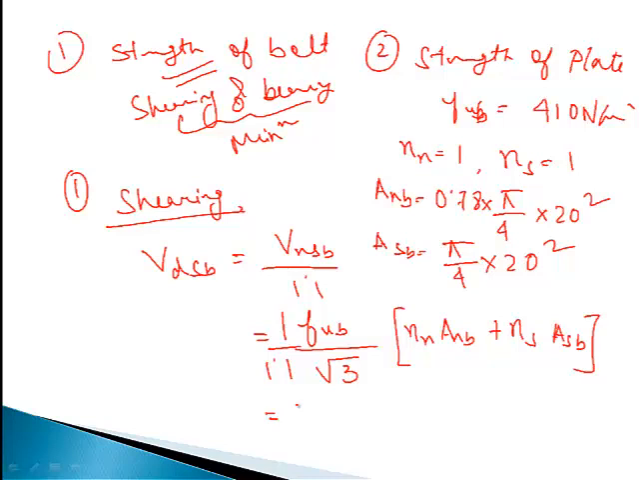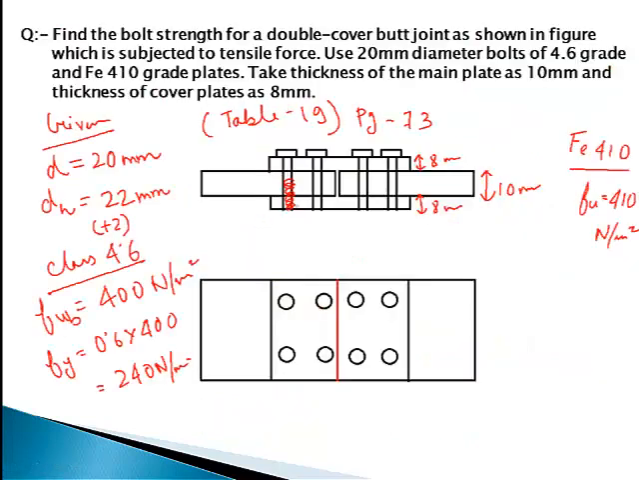So if you put this, you will get 103314 Newton. Okay, so this is the shearing for one bolt. That please remember, one bolt. Okay, so how many bolts are there? If you see, there are 8 bolts.